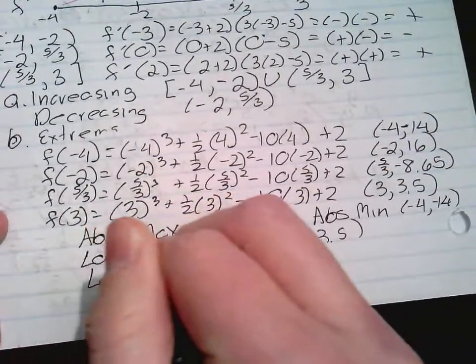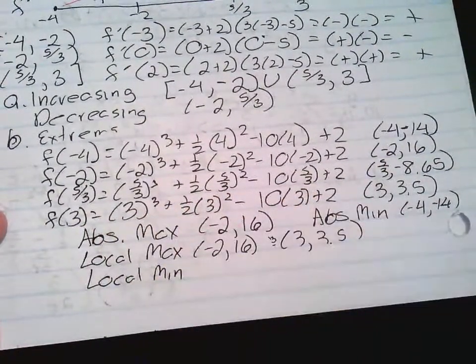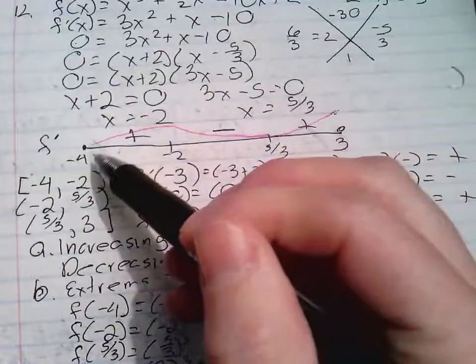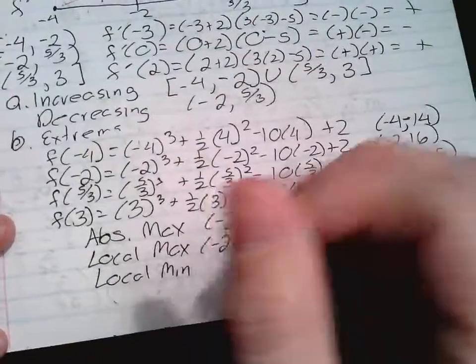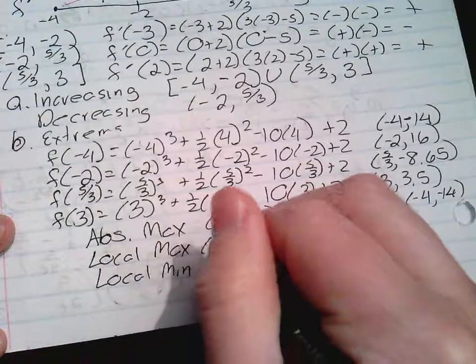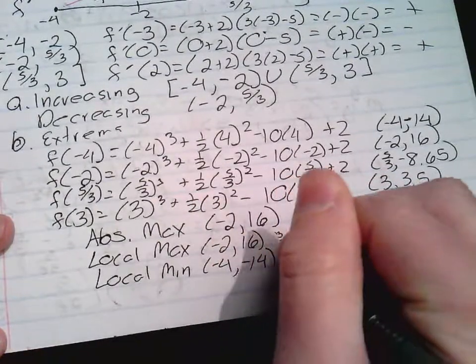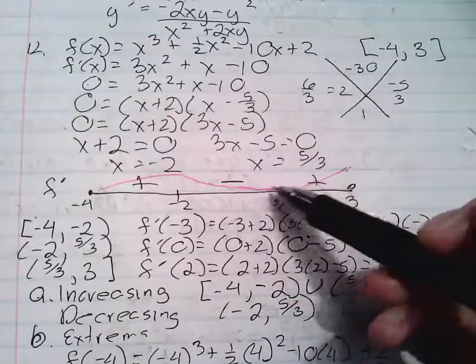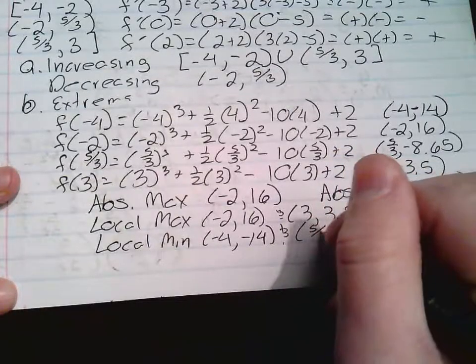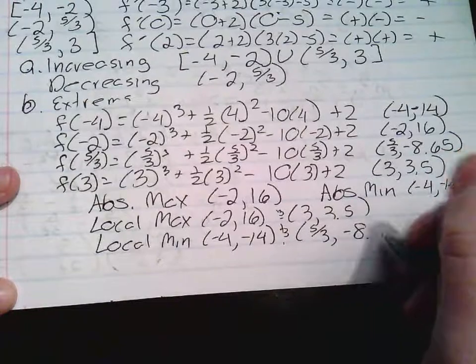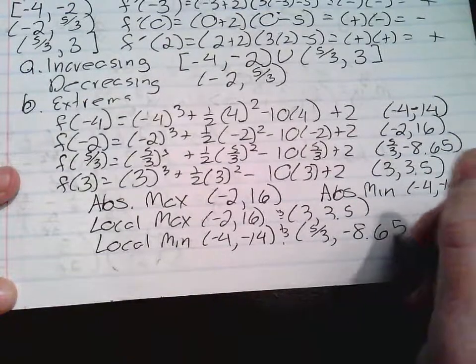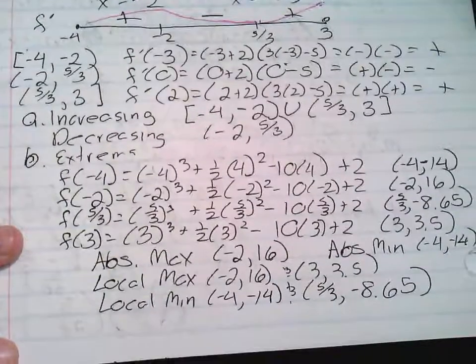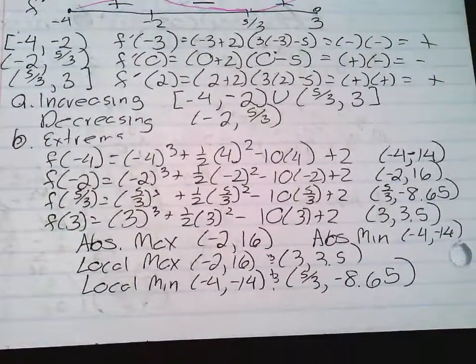Local min. Okay, local min. You got negative 4, negative 14. And then we have 5/3. So that's the min right here, 5/3, negative 8.65. Okay, so that's how you find increasing, decreasing, and extrema. It's probably the hardest one.